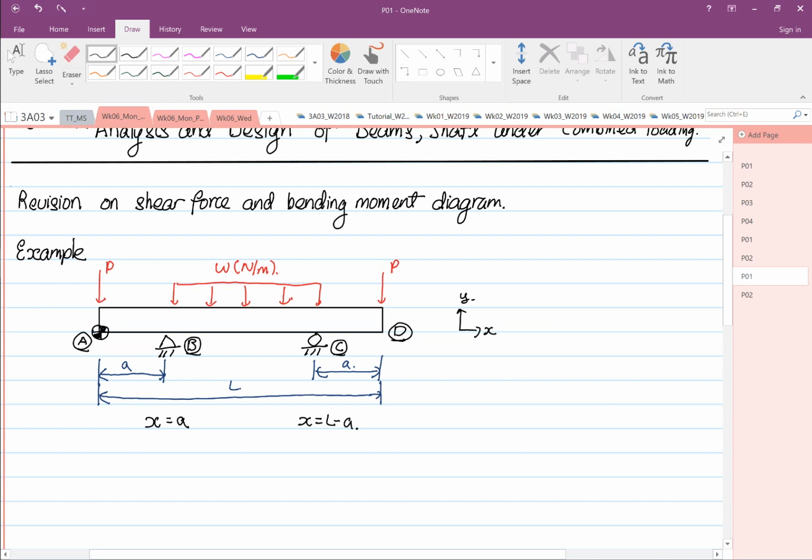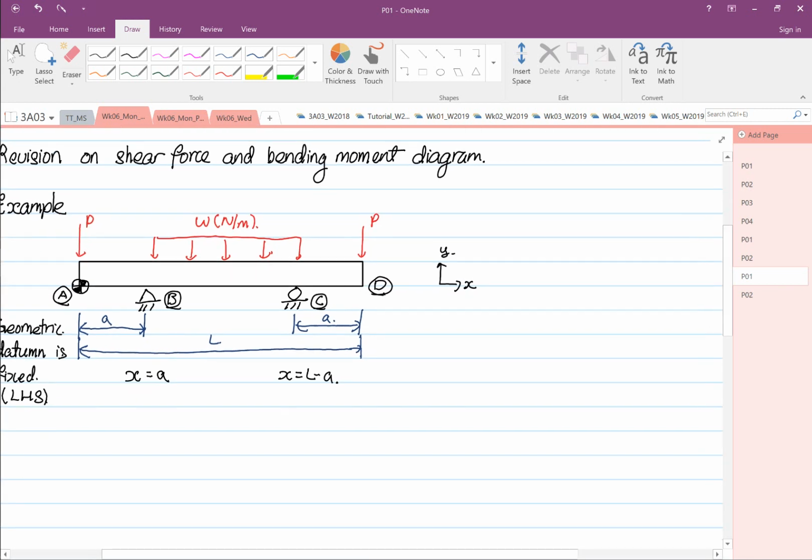Okay, so your geometric datum is fixed. Okay, it's not going to move, and it's always going to be on the left hand side. Okay, so on left hand side. So in terms of boundary condition, I want you to start remember this sequence of flow.